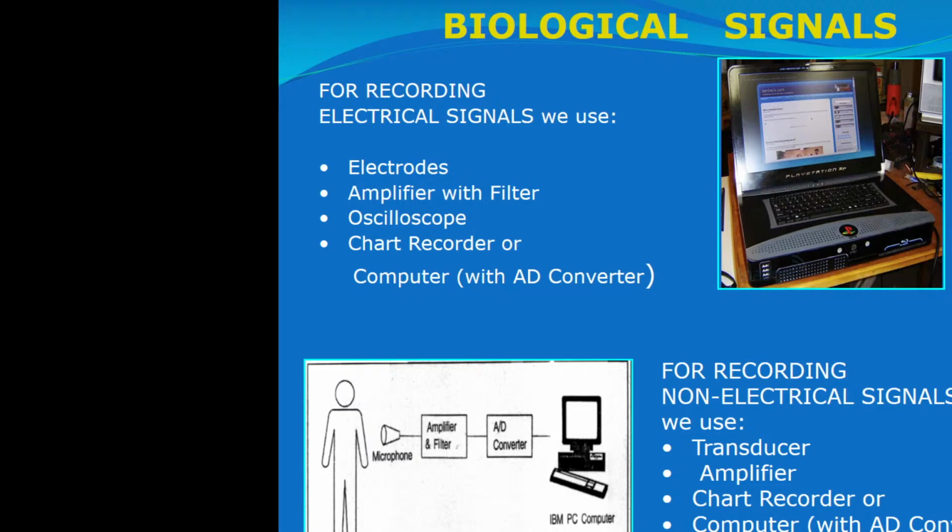For recording electrical signals, we use electrodes. We should apply electrodes to the patient's body. We should use an amplifier with filters and an oscilloscope, chart recorder, or computer with AD converter. For recording non-electrical signals, we use a transducer, amplifier, chart recorder, or computer with AD converter.